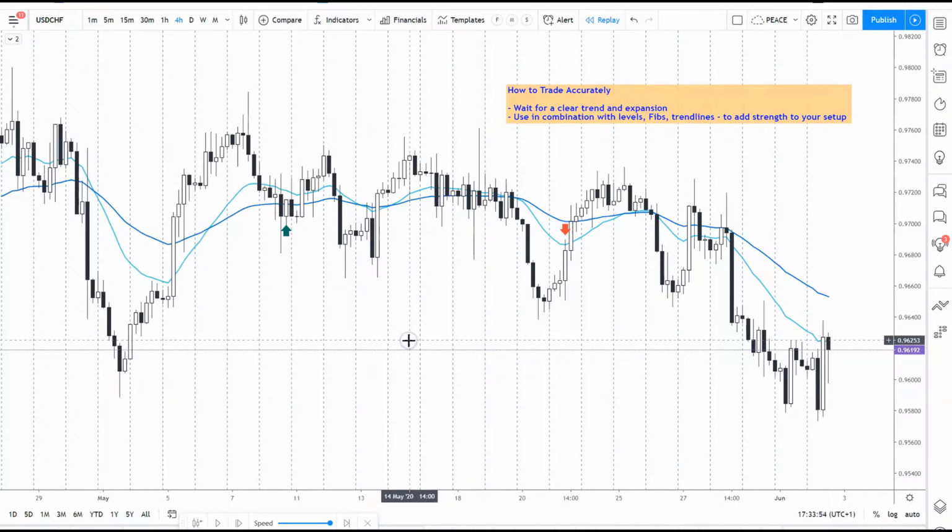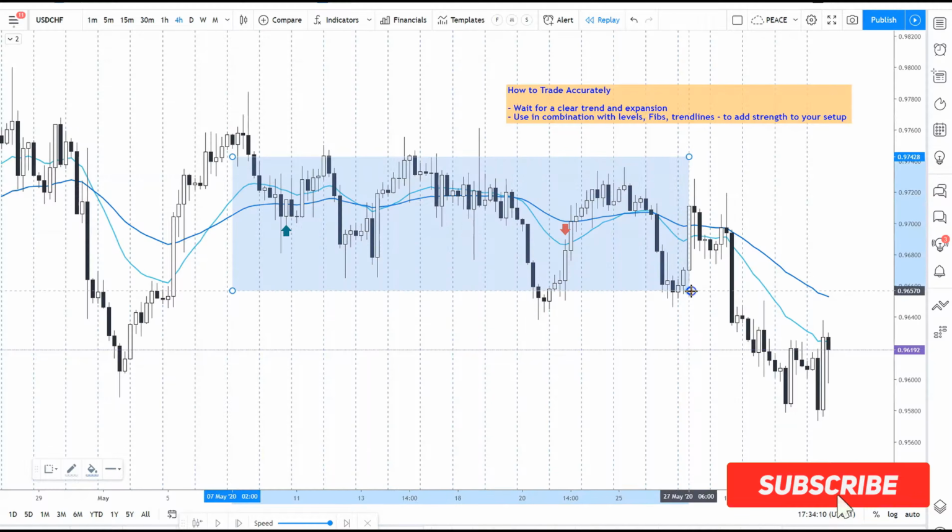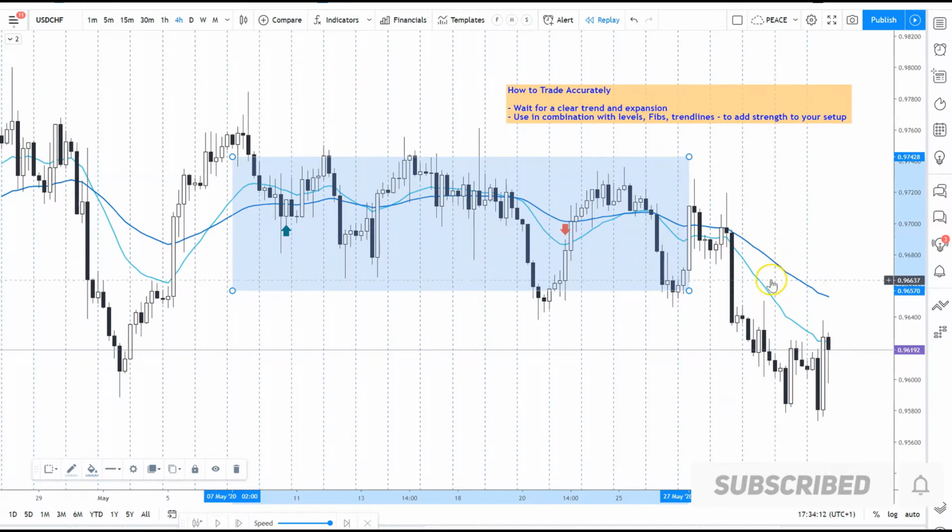Alright, so now let's go to the second part, which is how to actually use them accurately. Again, we have this chart. In this case it's a 4-hour time frame, and the market is beginning to trend again after this long consolidation period. We're now having the EMAs expanding. So how do you use the EMAs more accurately?